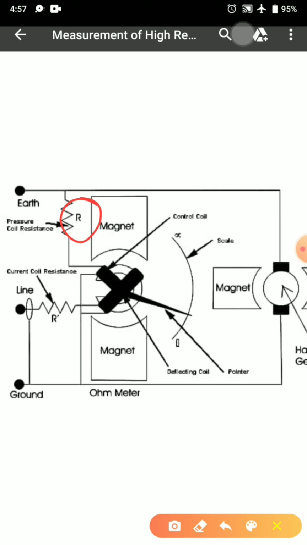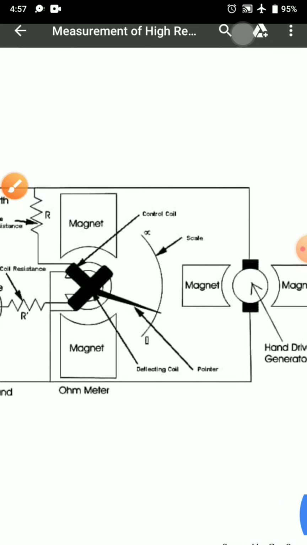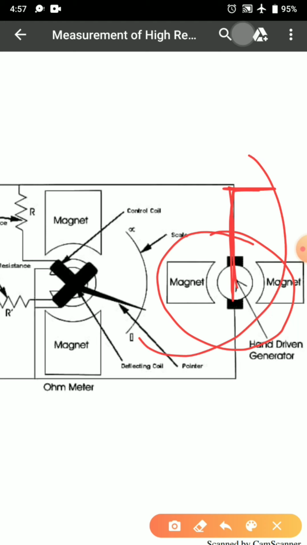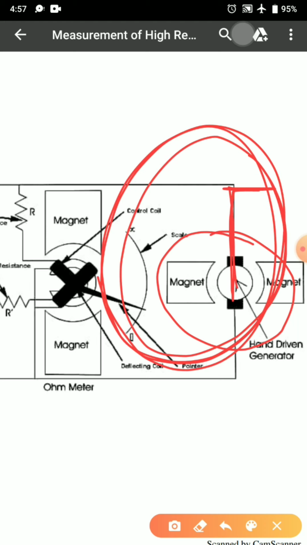Now what is the voltage range? It is the voltage that is generated by the hand driven generator. The hand driven generator arrangement is used. A crank, a handle is there. We can keep on rotating the handle. As the handle is rotated, what will happen?